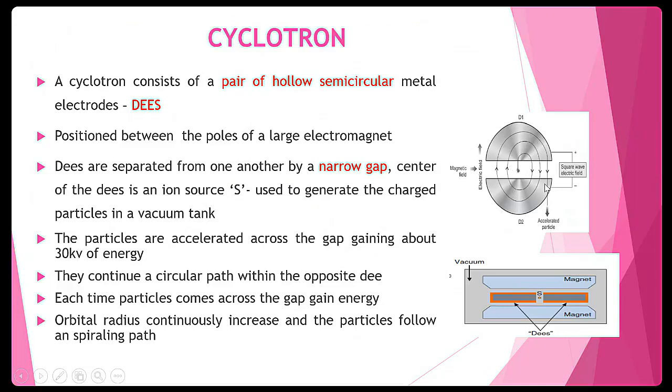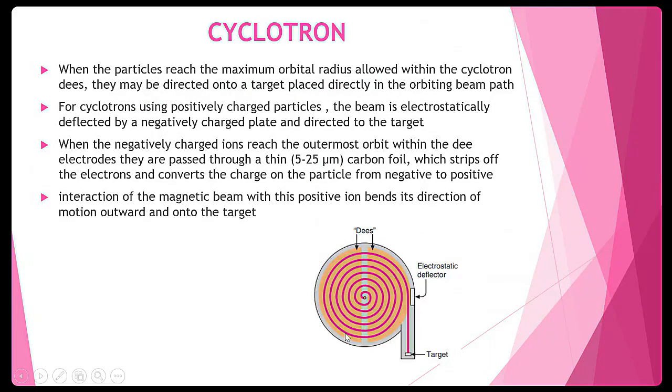Like that, on each rotation, the voltage will be increasing. Like that, it will start rotating. This orbital radius increases as the particle follows this spiral path. This is the radius that will increase as it moves from one D to another D. So when the particle goes from here, it will go forward, then come back. Whenever it goes in circular mode, the radius will increase.